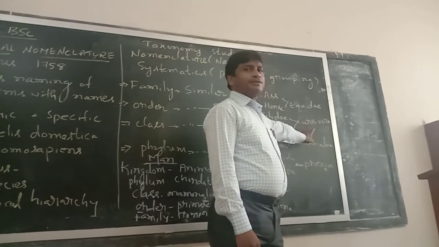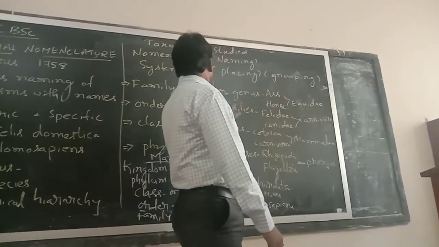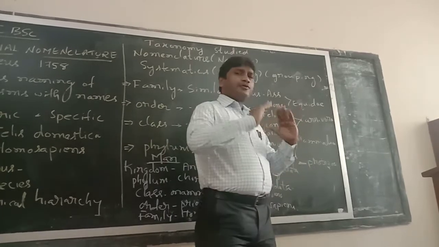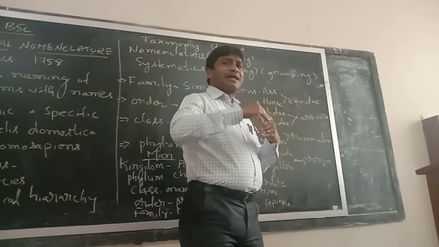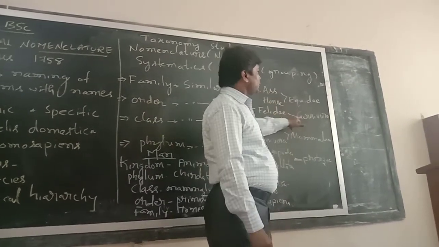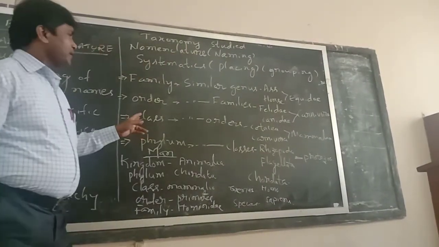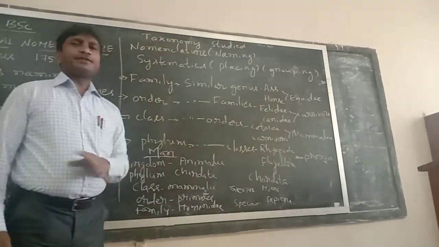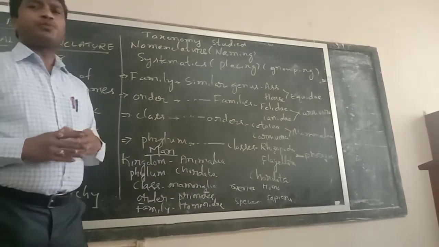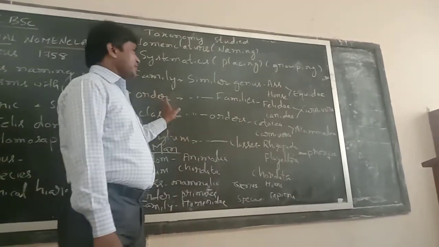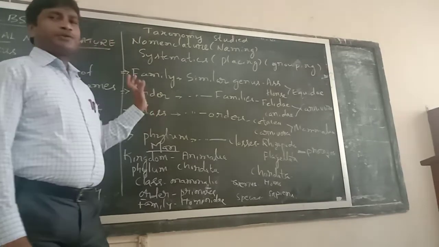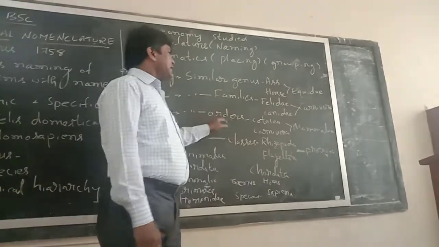So that order is Carnivora. Two different families, but they have some characters in common, similarities in some aspects. Hence they are put under Carnivora. So next is class. What is class? Class is the group of two or more closely related orders.